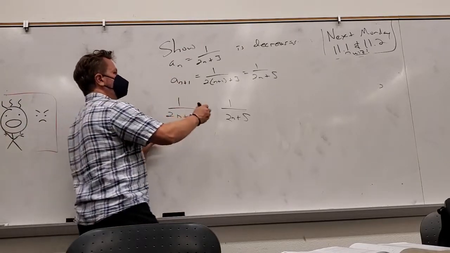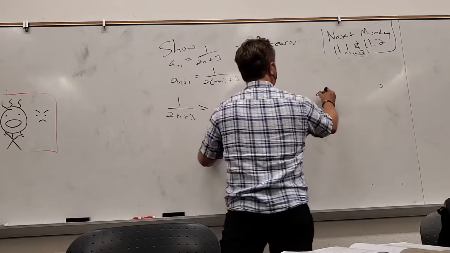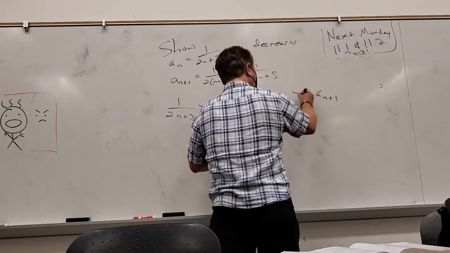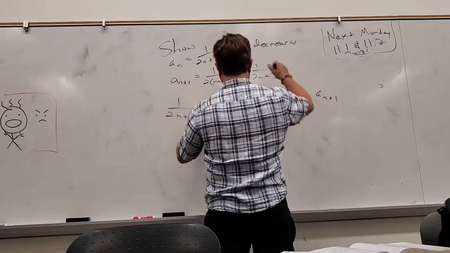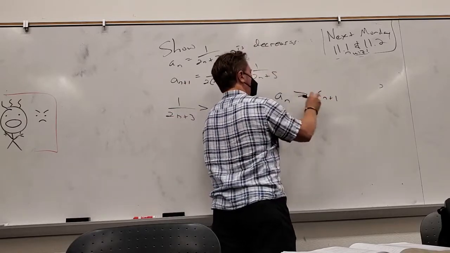How do I show something's decreasing? I want to show that the next element is less than the one before.